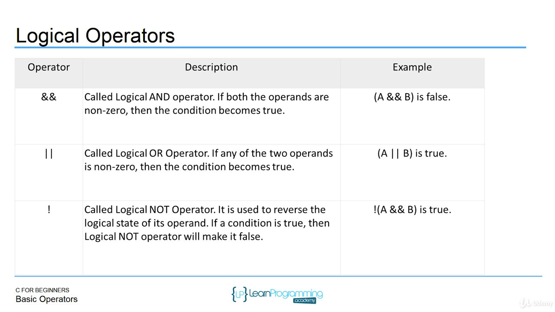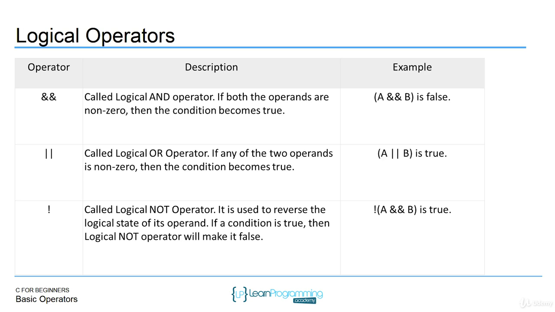And then the parallel bars are the logical OR operator. Again, this should be similar to your math class, so I don't want to spend too much time on it. But if either of the two operands is non-zero, if either one is true, then it's true. So if A is true and B is false, it's true. Remember, these are expressions that return values, so the return would be true.